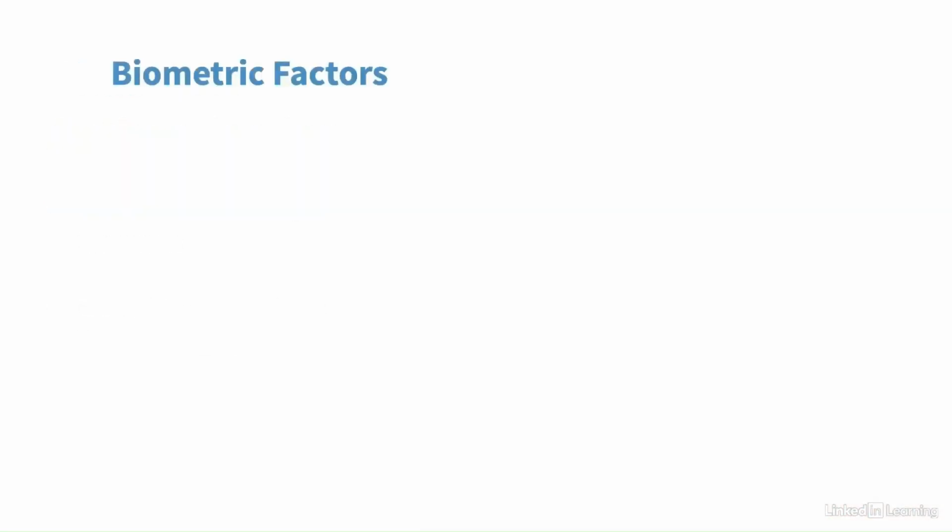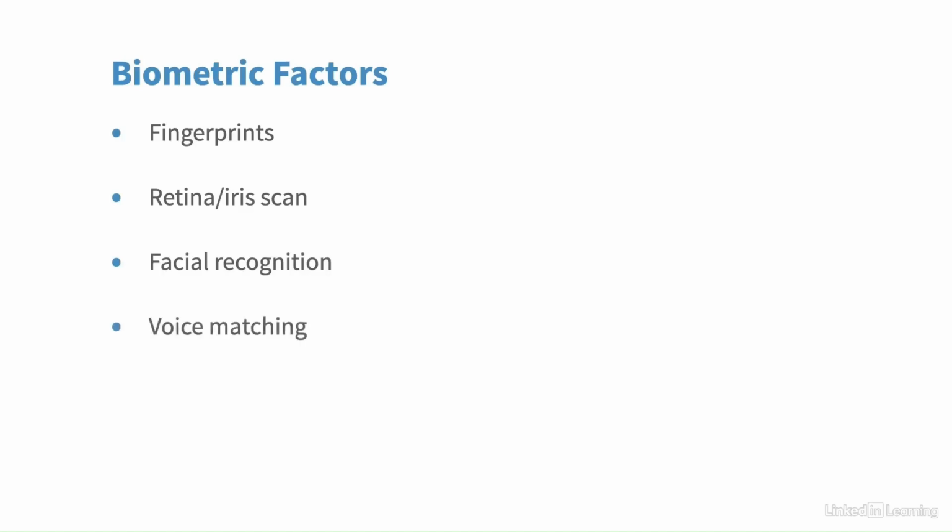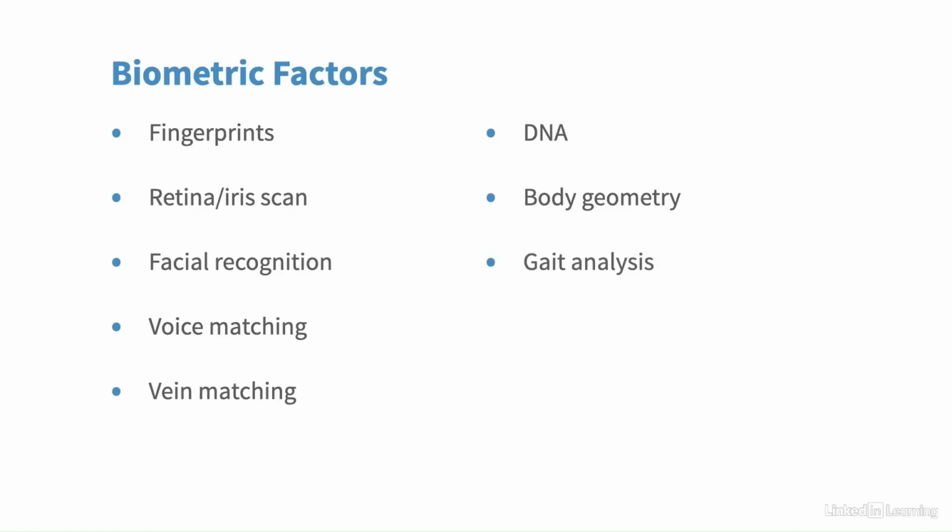There are many biometric factors that can be used. It's a big area for current research. Measurements can include fingerprints, retina and iris scans, just like in the movies, facial recognition, and voice matching. You can scan the palm of someone's hand to measure the vein patterns. You could also use DNA, body geometry, gait analysis, which examines the way someone walks, and cranial resonance, which is the way that sounds vibrate inside someone's head.